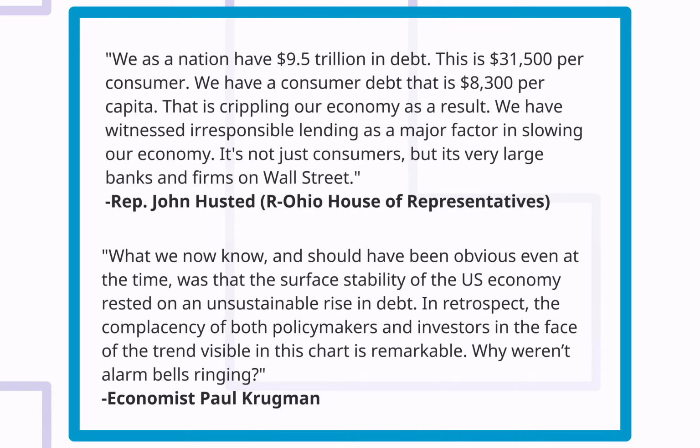Economist Paul Krugman, who is a big critic of the series of steps that led us up to the financial crisis, said in a recent article, what we now know and should have been obvious even at the time was that the surface stability of the U.S. economy rested on an unsustainable rise in debt. In retrospect, the complacency of both policymakers and investors in the face of the trend visible in this chart, referring to a chart showing the degree of consumer debt in the United States, is remarkable. Why weren't alarm bells ringing?